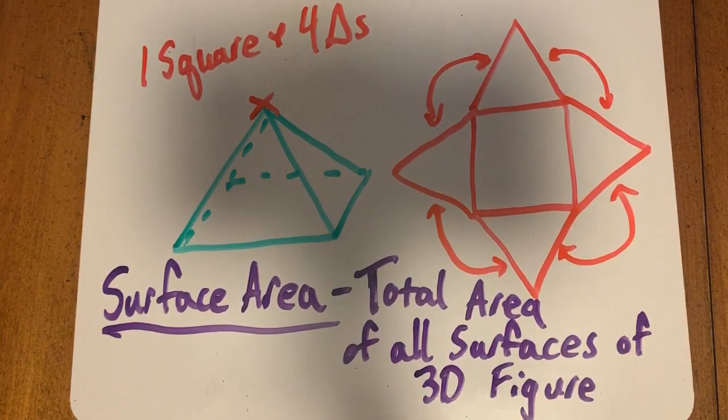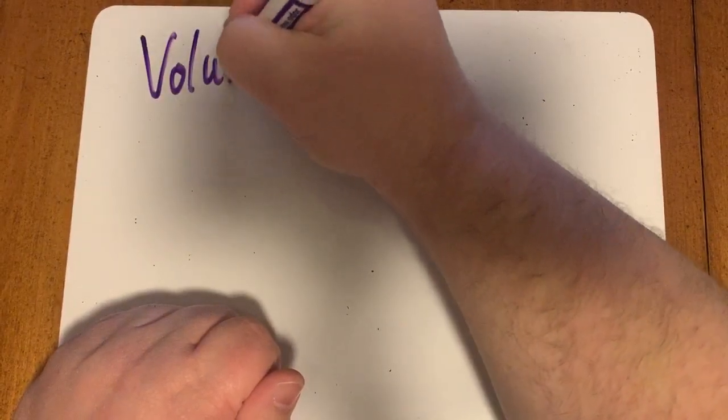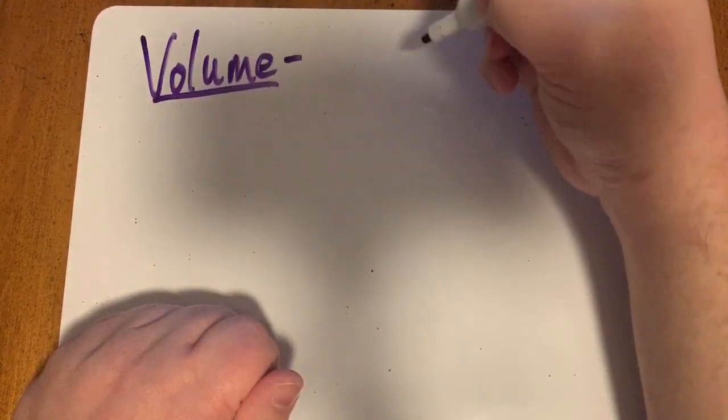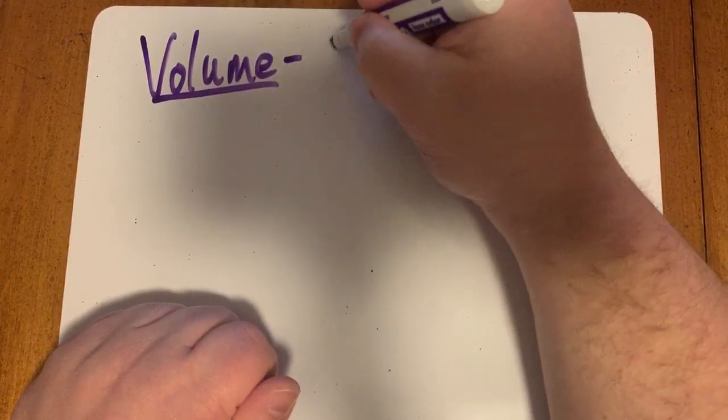The other measurement you can find out about three-dimensional figures is volume. Volume is how loud it is. I'm obviously just kidding. Volume is the amount of space the three-dimensional figure occupies.